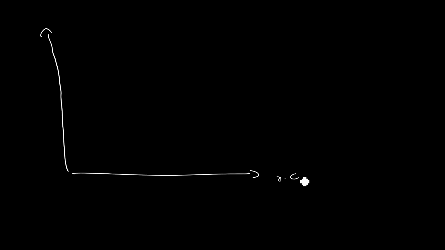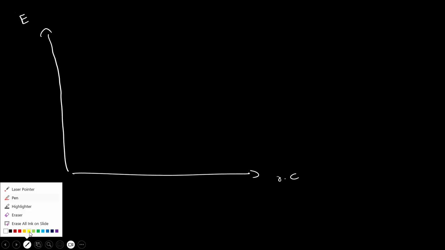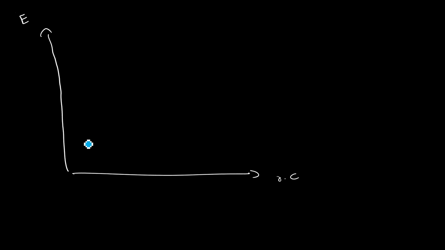Here we have the reaction coordinate, and here we have the energy. Now, if we take two amines, secondary amines and tertiary amines, this graph would be like this. Here we have the secondary amine. Now let's take a product like this. This is the product.